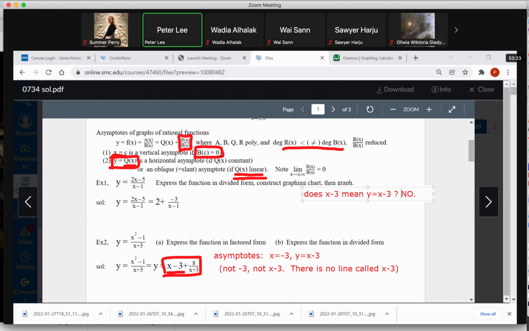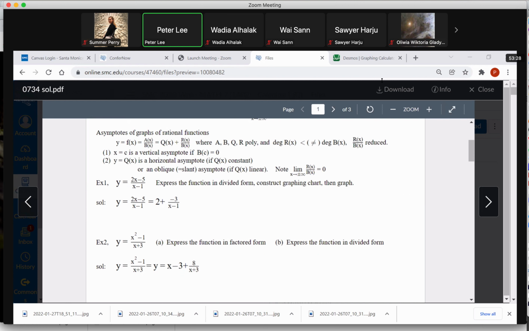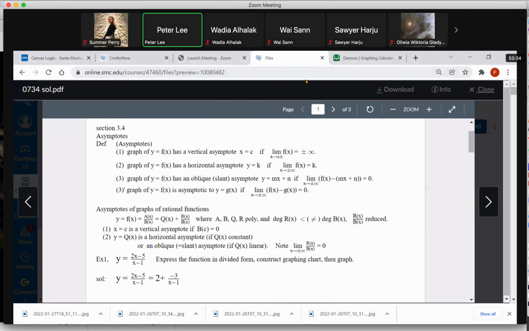So please, I'm saying this one more time: study the asymptotes of graphs of rational functions. And also study the definition of asymptotes. Make sure you study these guys right here. Any questions? Study, and make sure you understand and that you can apply. Now, on example 1, I might ask you like this. I can ask you this.